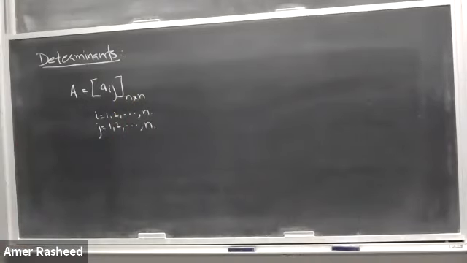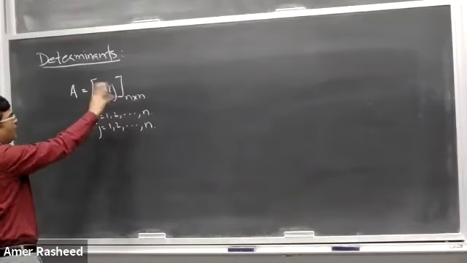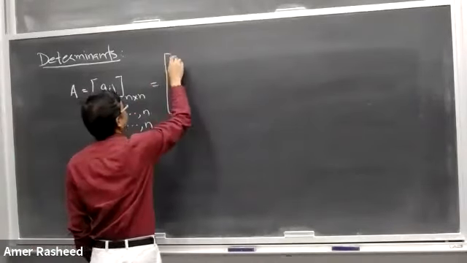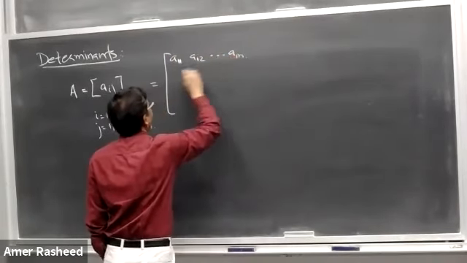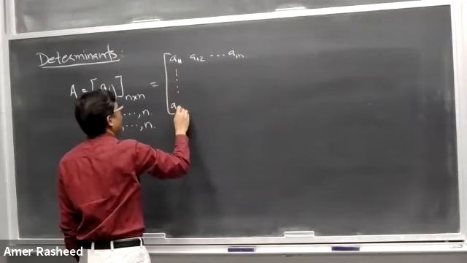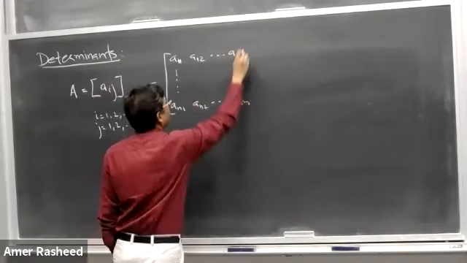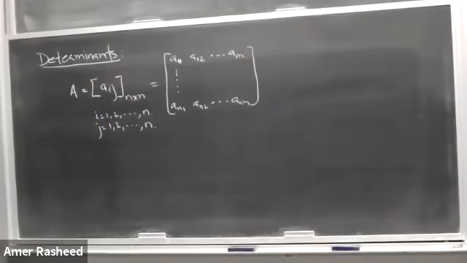So this is the matrix. It's basically the compact form of the general matrix, which we usually write as A11, A12, and so on, A1n, and so on, An1, An2, and so on, Ann. In a short form, we can write it in this way.